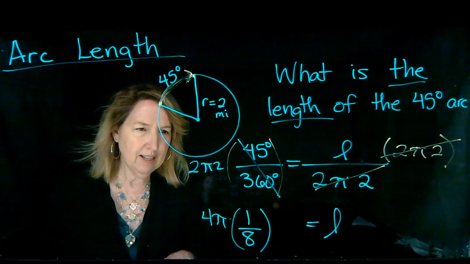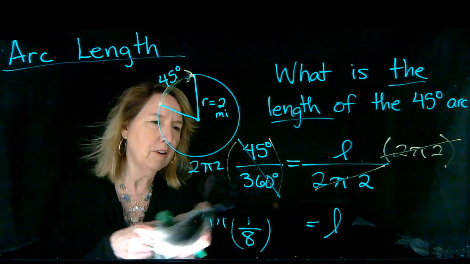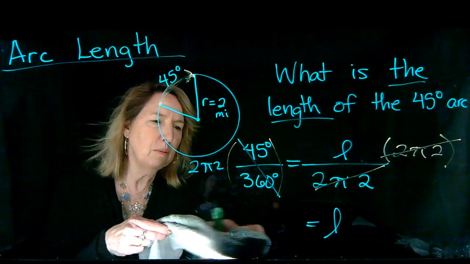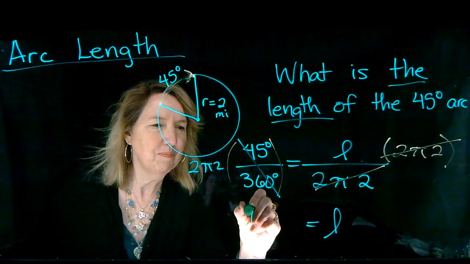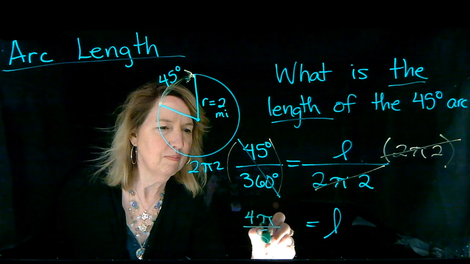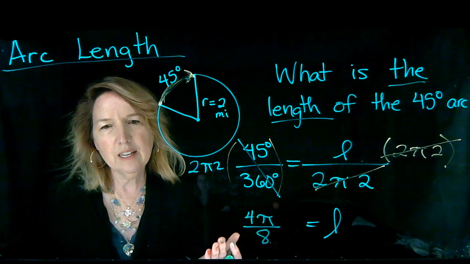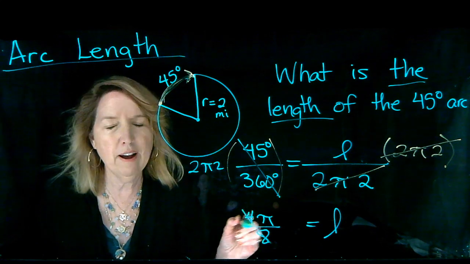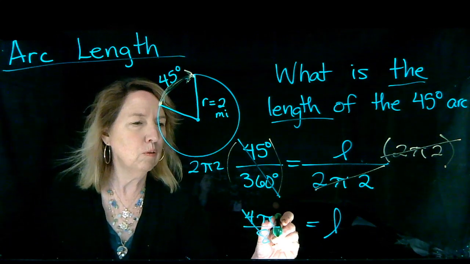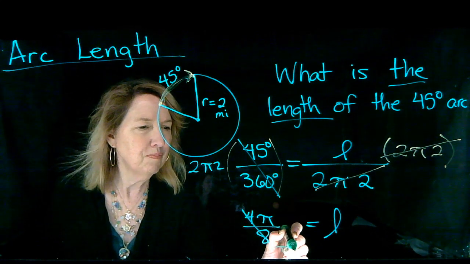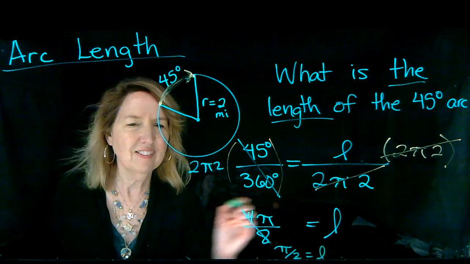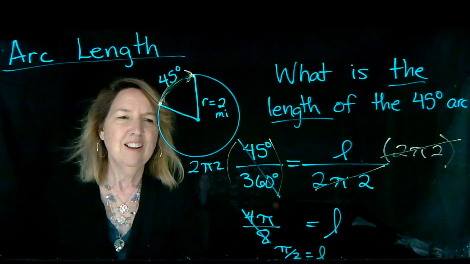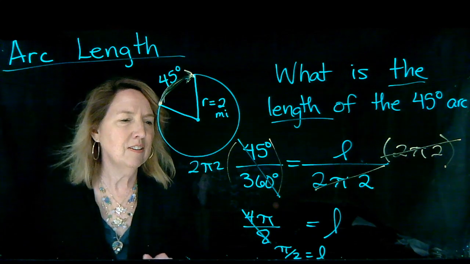So I can rewrite that as 4 pi over 8 just to see that in a simpler format. And finally, 4 over 8, that's 1/2. So I get 1/2 pi, or pi over 2. And so we did it. The length of this arc is pi over 2.